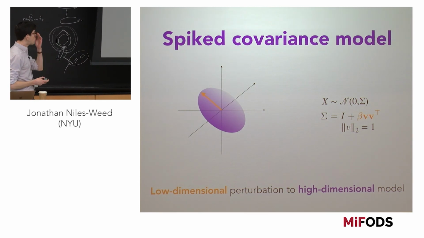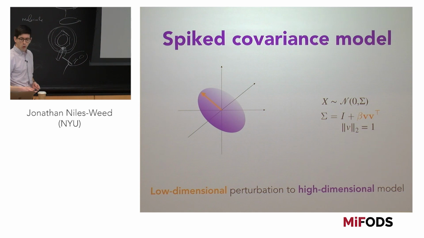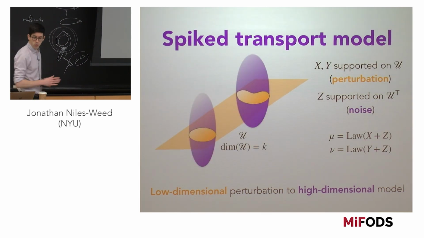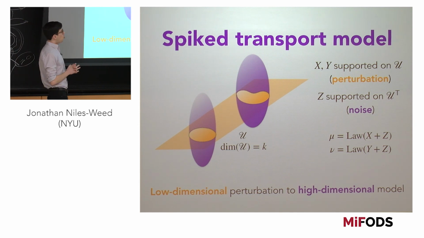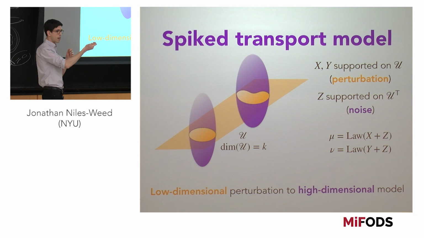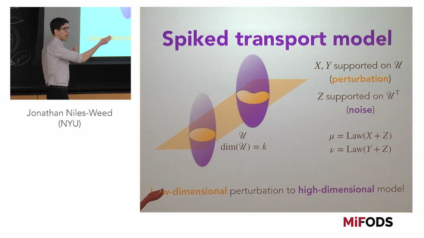So in the context of optimal transport, we propose the following generalization of this model, which we call the spiked transport model. Here's the idea. One way to think about what's happening in the spiked covariance model is that I'm looking at one direction and changing some second moment information in that direction. I'm changing my Gaussian from a Gaussian with variance 1 to a Gaussian with variance strictly bigger than 1. But all the other directions I'm not touching.